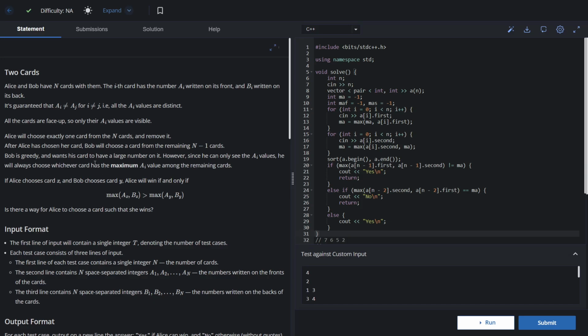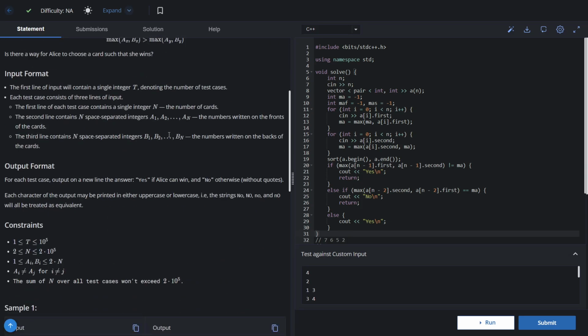Now Bob will choose greedily the maximum of the visible values that are given. So that is from the remaining n minus 1 cards. Whichever card has the maximum A_i value on it, Bob will pick up that. And we need to tell, can Alice win this game or not? Alice can win if Alice chooses a card X and the maximum of A_X and B_X, that is the front and back, is greater than the maximum of front and back of the card that Bob chooses. In that case she will win, otherwise she will lose.